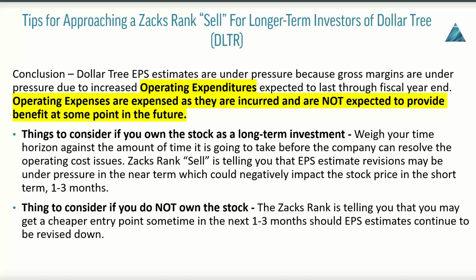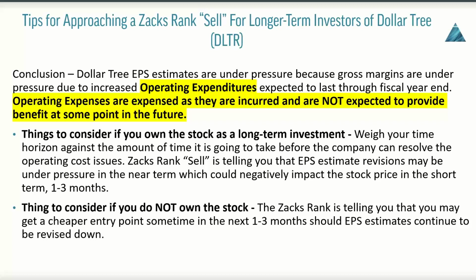It did not become an earnings certain stock without having those qualities. So again, things we need to consider if we own the stock as a long-term investment. We need to weigh our time horizon against the amount of time it's going to take before the company can resolve the operating cost issues, right? These are freight issues. Obviously, the company is aware of them. Management just disclosed them and gave guidance to it.